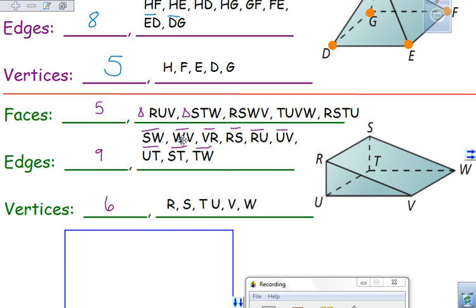So then our notation, we have 2 triangular faces and then 3 rectangular faces. And then our edges would be all those segments, and there should be 9 of them. And then our vertices are all those points. You don't have to have them all written down, just a few.